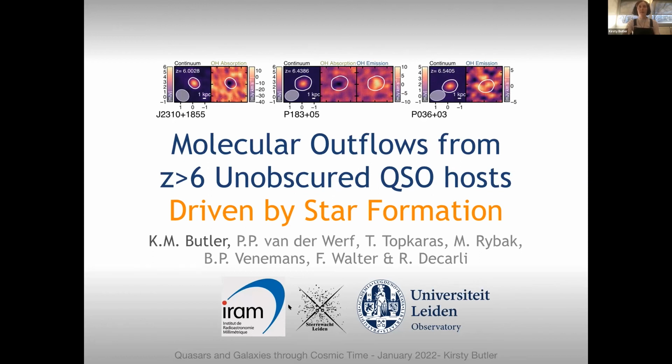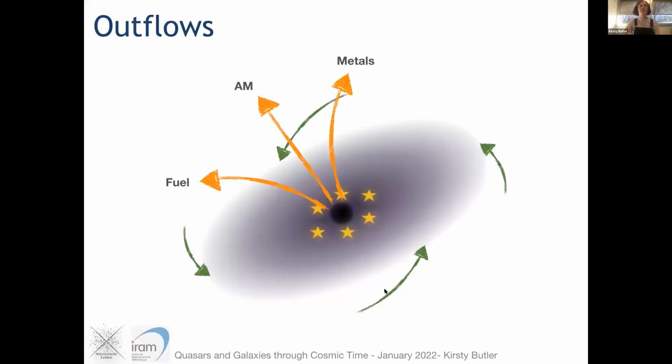So, molecular outflows from high redshift QSOs. Why do we care? So we know that outflows are an important part of galaxy evolution in general. They carry out metals, they carry out angular momentum and mass from our galaxies, which has an impact on the evolution of the host galaxy. And in particular for molecular outflows, we heard this yesterday, it's a phase that dominates the mass and the momentum budget of outflows. So this is a very important part of the outflow to target.